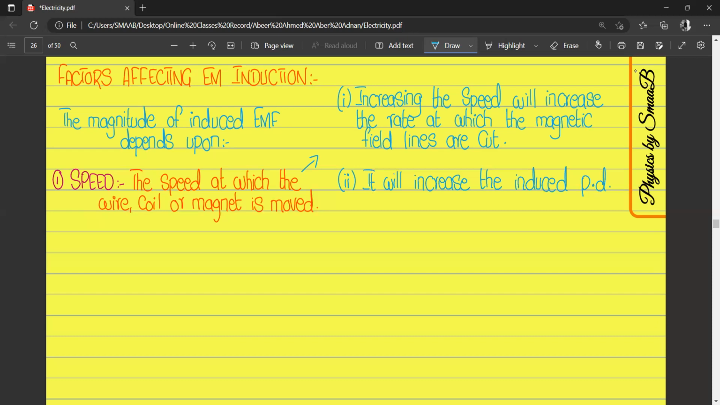Sir, can you explain that point again? The speed or the second point? Polarity. The induced potential difference. Induced potential difference.